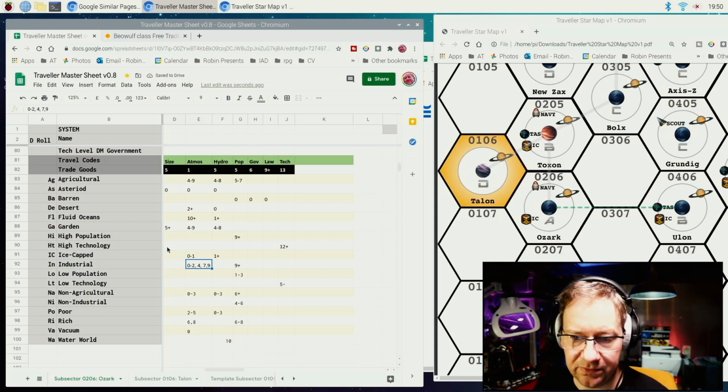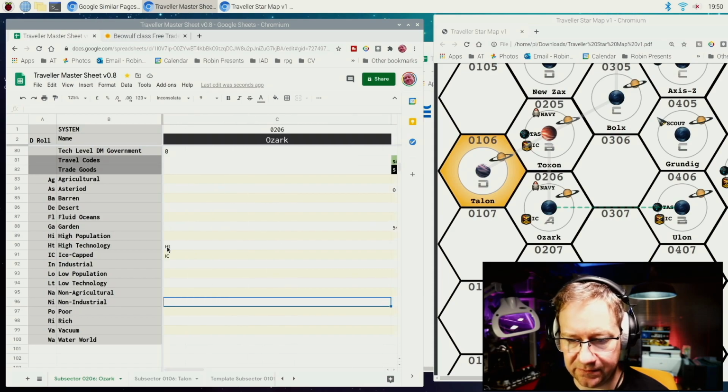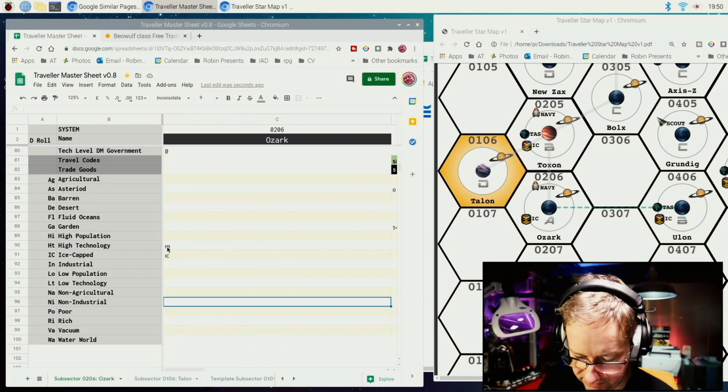Industrial 0, yeah, we've got the right bracket for atmosphere. Hydro, population not big enough for industrial. Population not low enough for low pop. Tech isn't low. Non-agricultural, so yes on there, no on hydro, and no on population. So non-industrial 4-6. Okay, so that's interesting. We've got the 4-6 population, and that's all you need to get non-industrial trade type. So I shall put that in there.